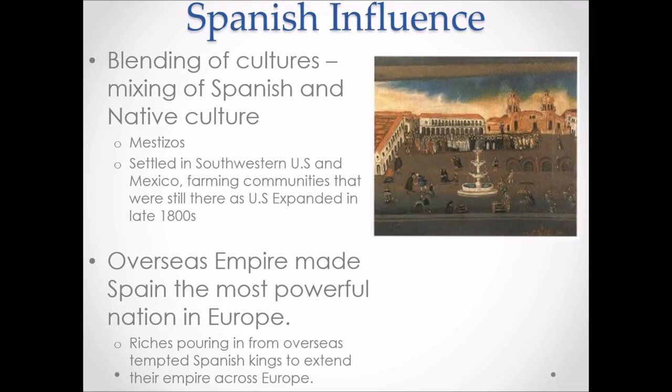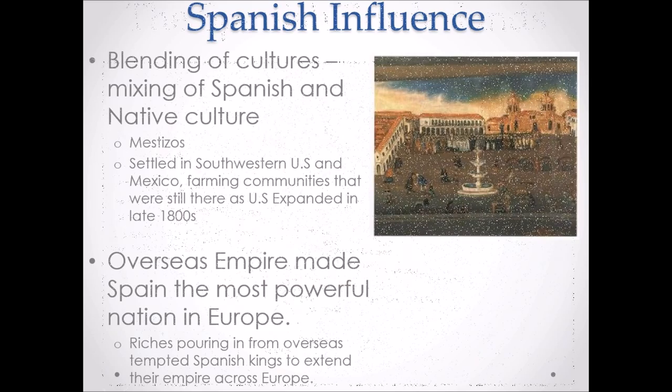You have all of these riches pouring in, the gold among other things as well, of course, other resources that are coming in, and in this case, Spain is going to exert that influence and try to exert that influence in Europe as well.